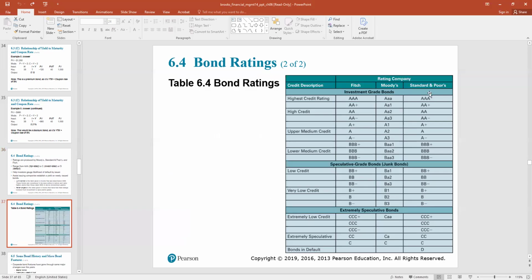Moody's, Standard & Poor's, and Fitch: the ratings deviate a bit, but are more or less the same. Double A1, double A plus, like the highest credit rating, triple A, and so on. Those from the B ratings are called speculative or junk bonds, and those less than B are called extremely speculative bonds. And of course, the bonds which are in default, like D.